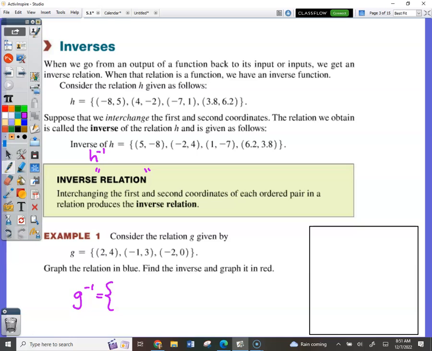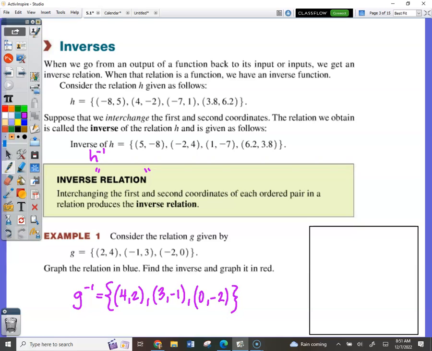Okay, so you should be done. It's just looking up there and saying to yourself, okay, it's 2, 4, so now it's 4, 2. It's negative 1, 3, so now it's 3, negative 1. It's negative 2, 0, so now it's 0, negative 2. And that's it. More of these, right?